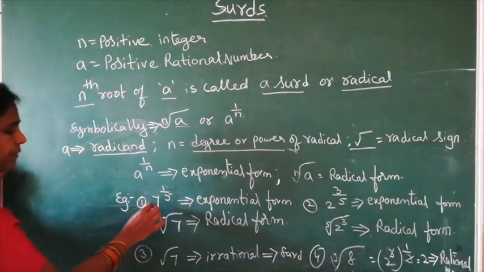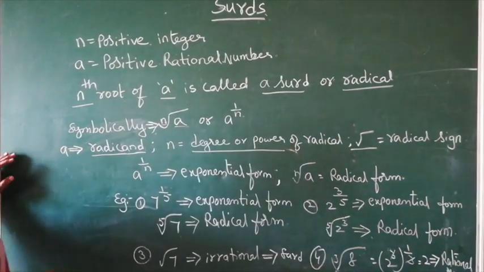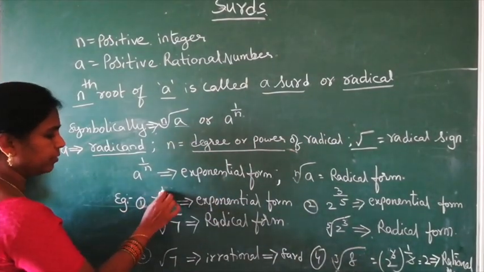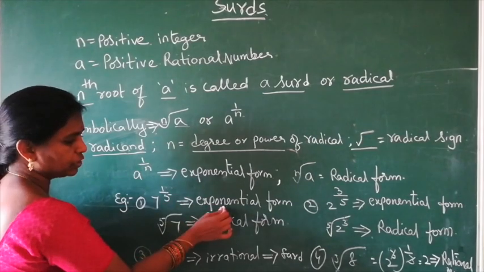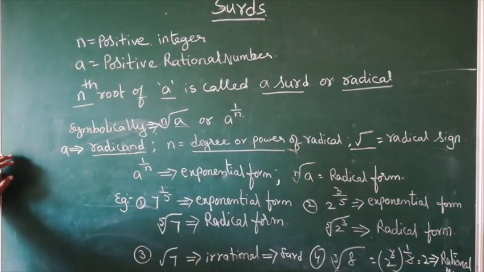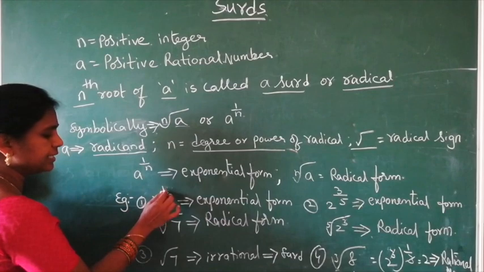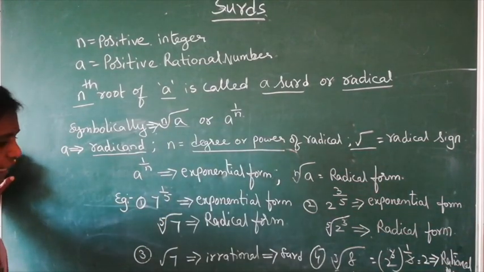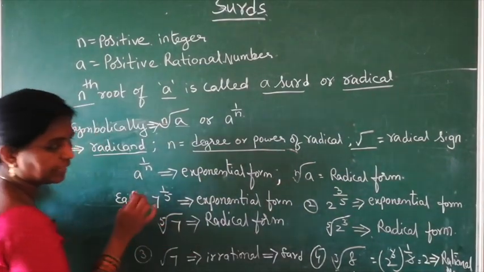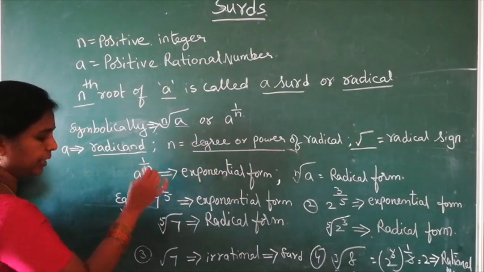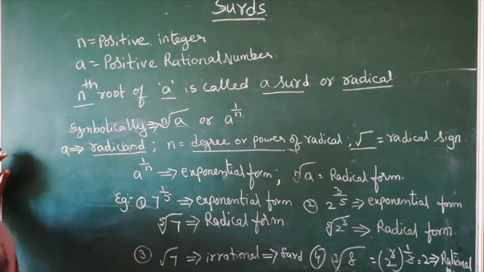Example: 7 to the power of 1 by 5. It is in exponential form, where 1 by 5 is the degree. Then how to write it in radical form? The fifth root of 7, meaning the nth root of a, so the fifth root of 7.